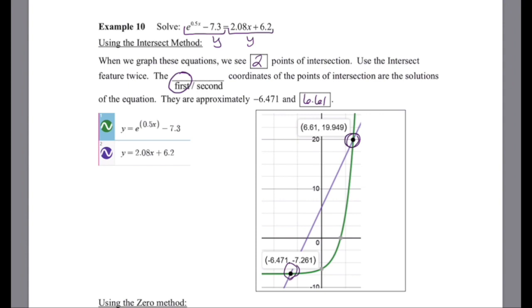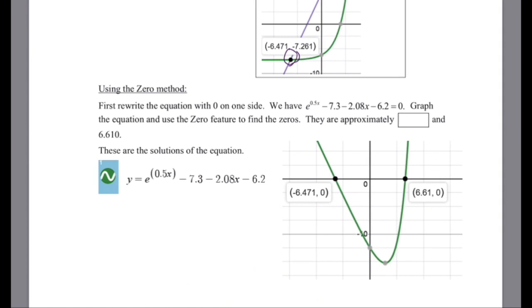Another way to solve this exact same problem is to use the zero method. Where does it cross the x-axis? But before we can do that, we'll have to subtract 2.08x and subtract 6.2 and bring them to the left side to set this equal to 0.